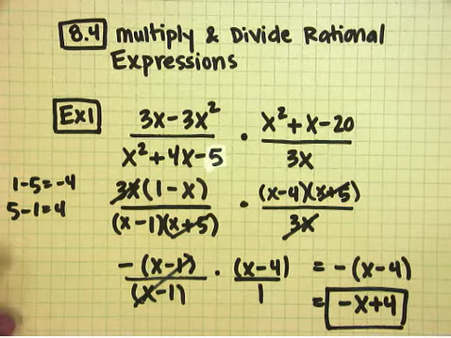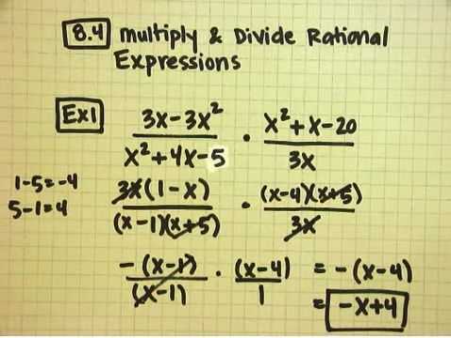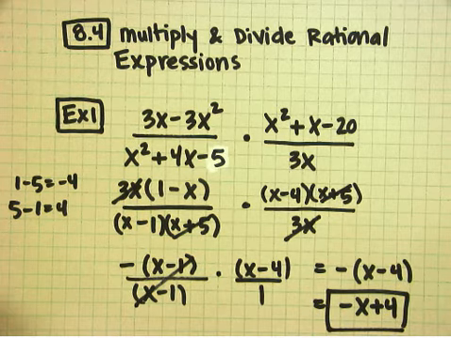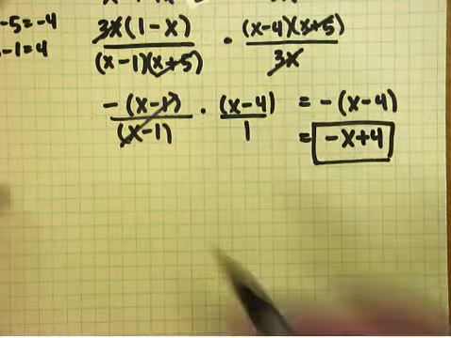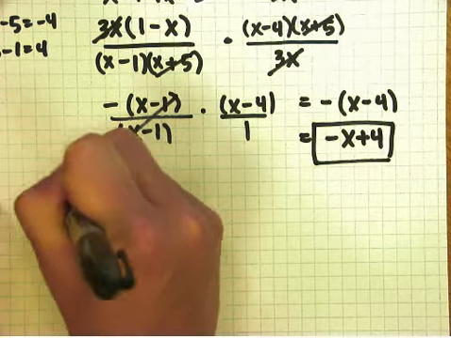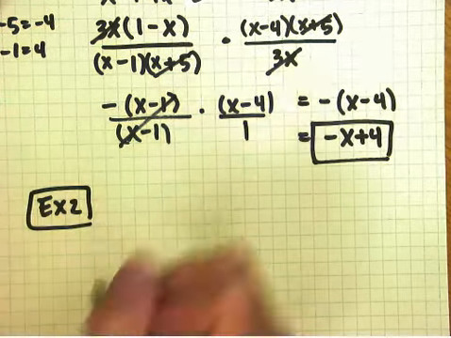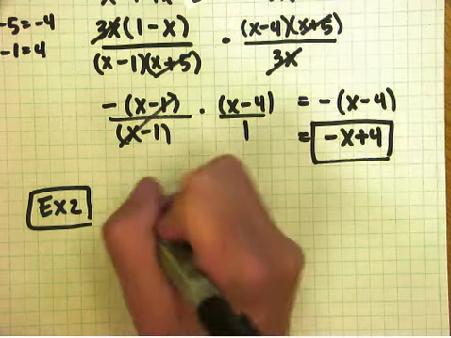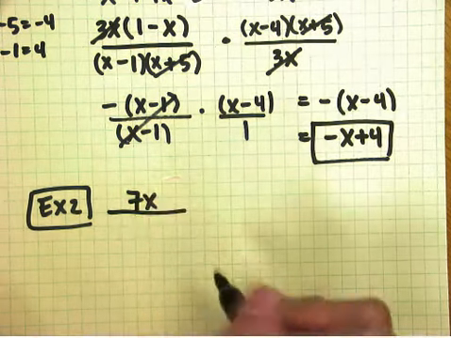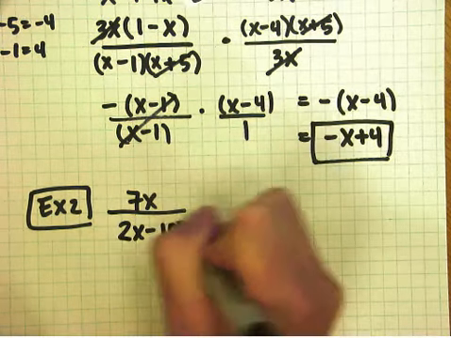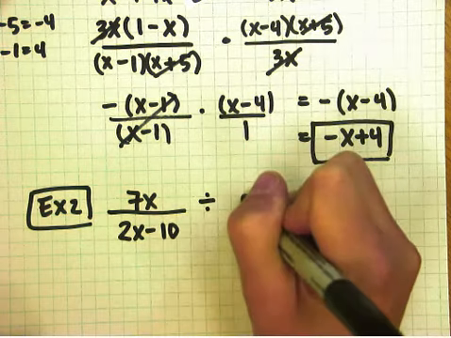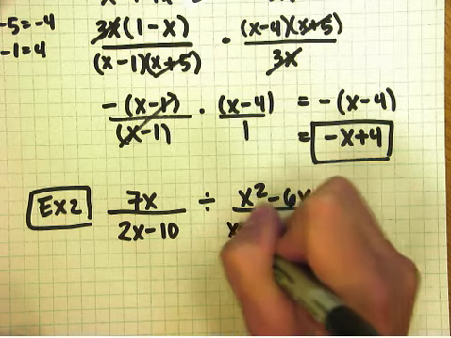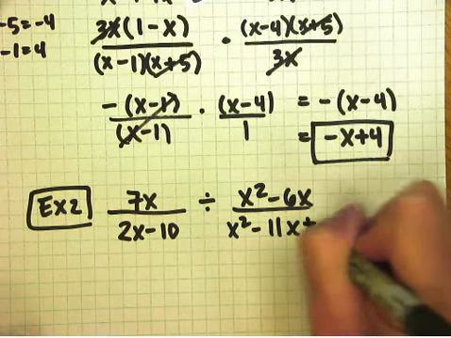So multiplying fractions, the first thing you're going to do is factor. And then you're going to reduce. And you'll write out your final answer. The other thing we did in 8.4 was divide. So for our second example, these are just examples out of the textbook. We've got 7x over 2x minus 10 divided by x squared minus 6x over x squared minus 11x plus 30.